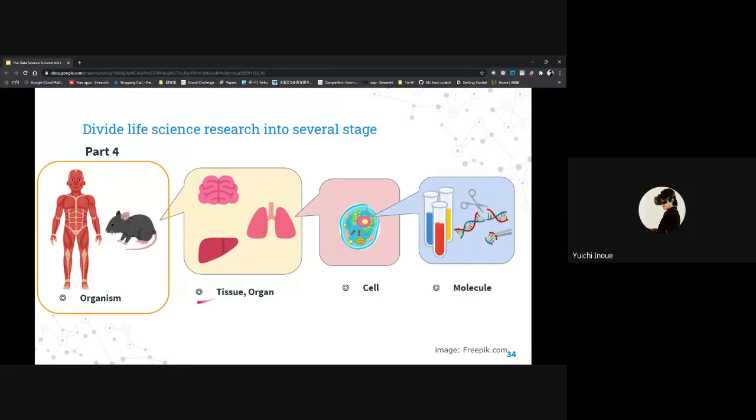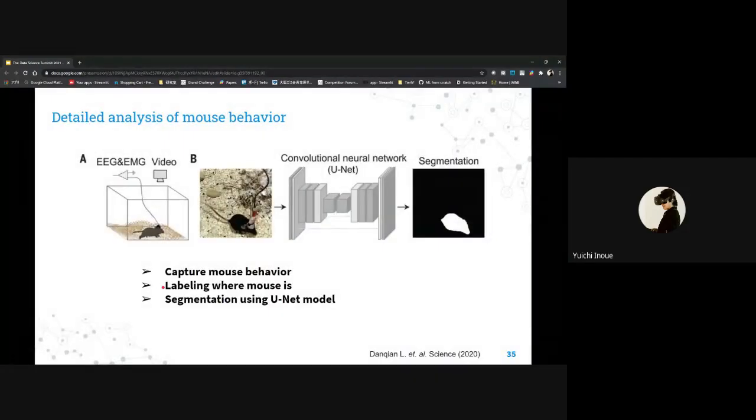Finally, I'll briefly talk about the organism level. At this level, what I found interesting these days is the use of video to analyze the behavior of mice. In this paper submitted to the journal Science in 2020, they recorded the behavior of mice from above. They then used UNet to perform segmentation and analyze the mouse behavior.